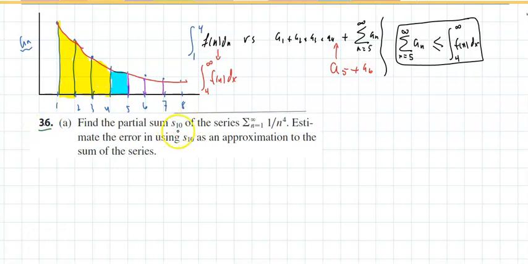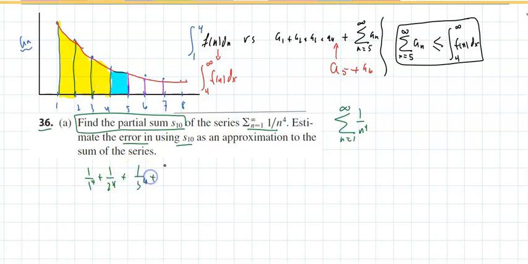In the book it says we have this infinite sum, the series n equal 1 to infinity of 1 over n to the 4th. It says find, I'm sorry, estimate the error in using a sub 1 plus a sub 2 plus a sub 3 plus a sub 4 plus all the way to 10 to the 4th. That's where you're going to stop.